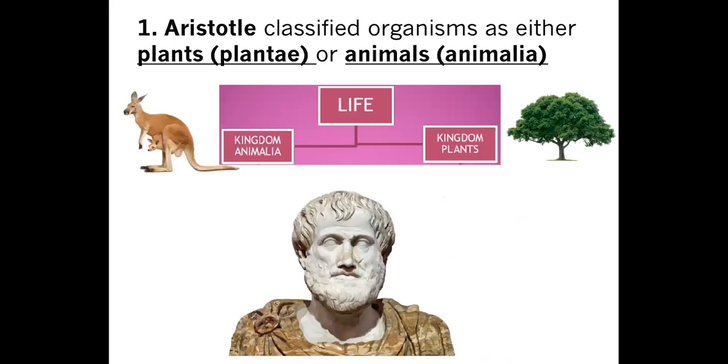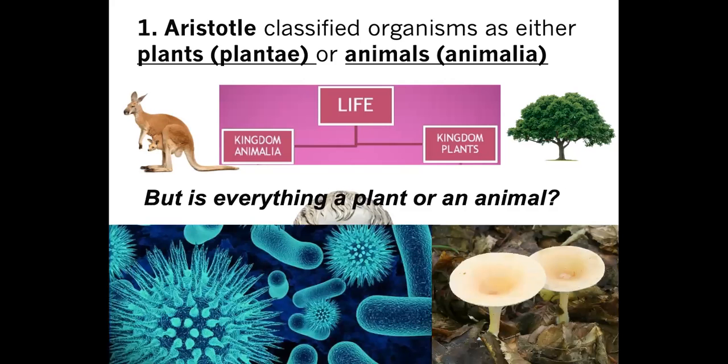A little bit about the history of classification. First we've got good old Aristotle, and Aristotle classified organisms as either plants or animals. That's it. Plants or animals. Is everything a plant or an animal? No.